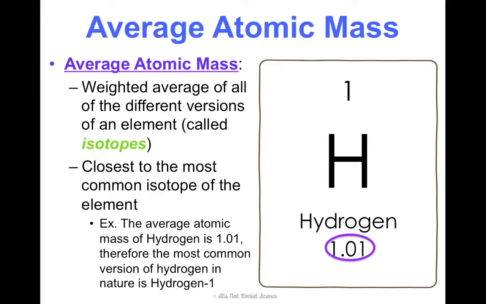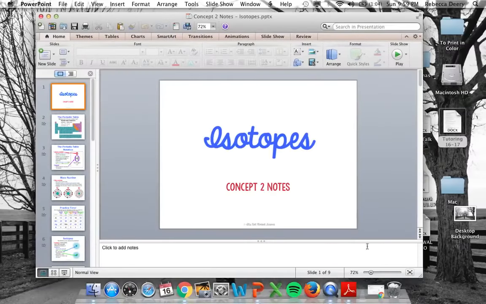Other versions of carbon exist. There's carbon 13, carbon 14, but carbon 12 would be the most common version. So that decimal, that average atomic mass, is helpful. If I ever ask what's the most common version of an element, you can look at what isotope is the most common. You can look it up on the periodic table using that average atomic mass. All right, now we're going to practice.